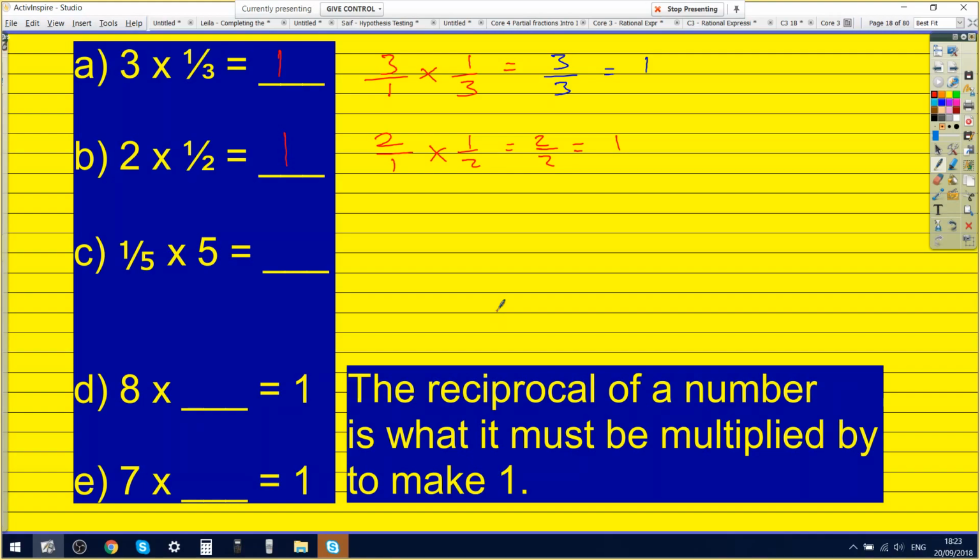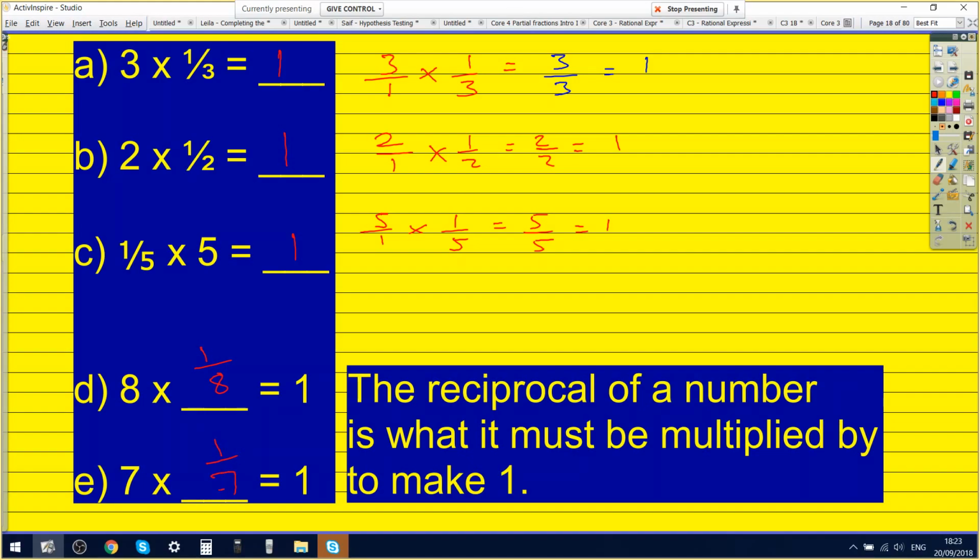Could it be 5 over 1 times 1 over 5 again? Yep. So that'd be 5 over 5, 1. And so you can see there, 3 times a third gives you 1, 2 times a half gives you 1, 5 times a fifth gives you 1, 8 times what will give you 1? Would it be 1/8? Yep. And 7 times what will give you 1?